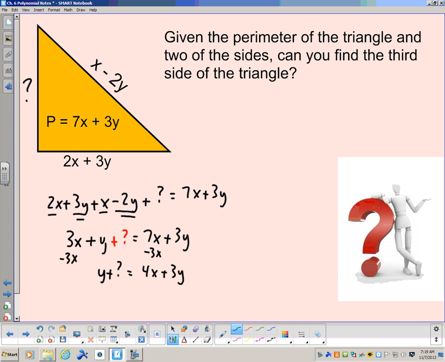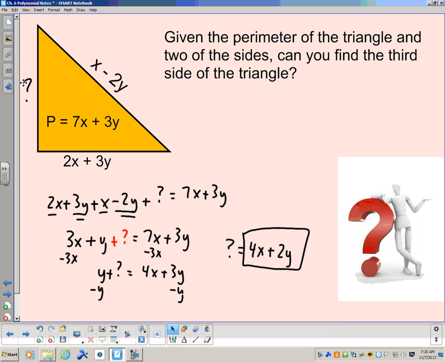And then I'm going to subtract y. So that unknown side is 4x plus 3y minus 1y. There's 2y. So there's the length of the third side there. So kind of using what I know about perimeter, you add up all the sides, equals the total perimeter. I combined my like terms on the left-hand side and then brought everything over on the right-hand side so I could solve for that unknown side.